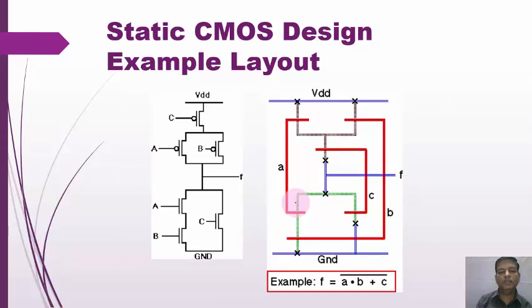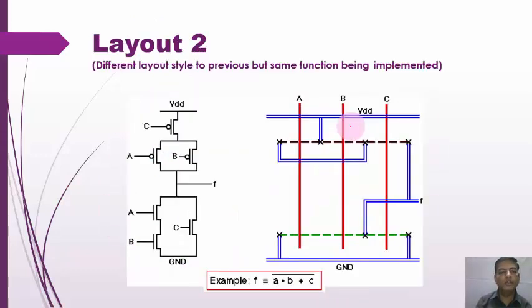Then the static CMOS design example layout. For any function, say f equal to A dot B plus C whole bar, we have to design that function, and for that we have to draw the stick diagram. Here different functions, A dot B plus C whole bar, is another method to draw that stick diagram.